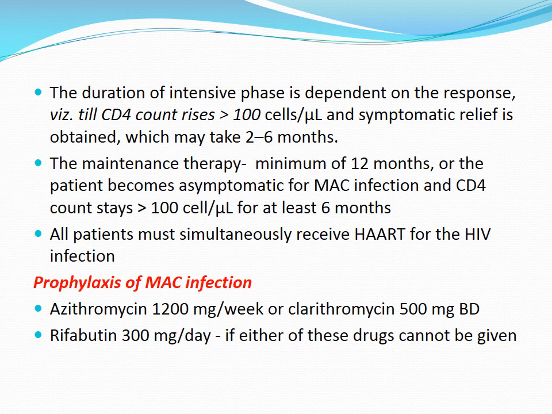In this, a quite high dose of azithromycin is given, that is 1200 milligram per week, or clarithromycin 500 milligram BD. And the second drug is rifabutin 300 milligram per day. If either azithromycin or clarithromycin cannot be given, then rifabutin.